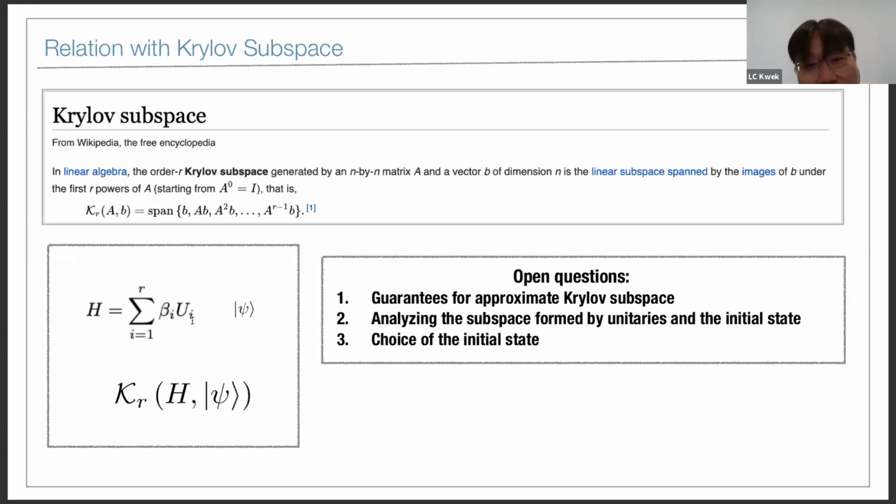Is there any dependence on the initial state? I mentioned this choice of the initial state. So you see that, in VQE. Oh yeah. Oh, so sorry. I didn't see it. Yeah.